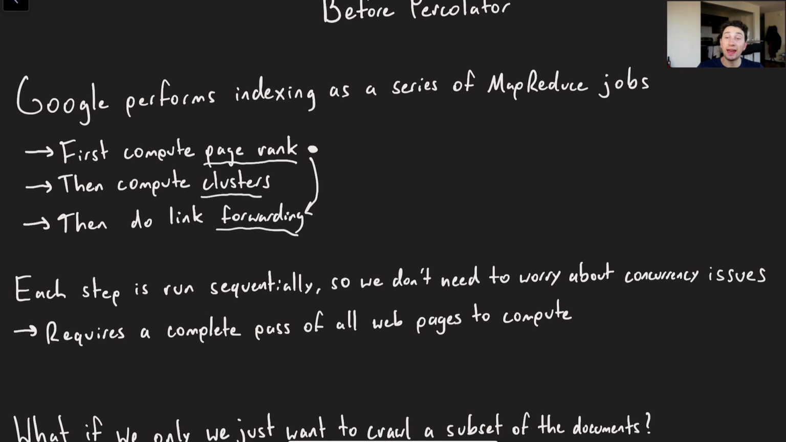And so as a result of that, it makes things very easy to reason about. We don't really have to worry about any race conditions in this pipeline. At the same time, we've got a big downside, which is that it requires a complete pass of all of the web pages to compute.